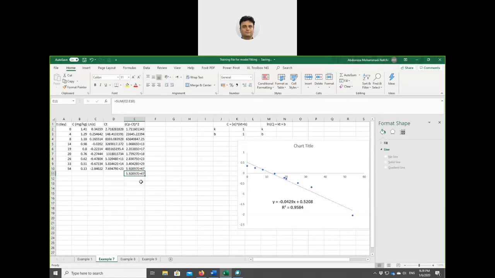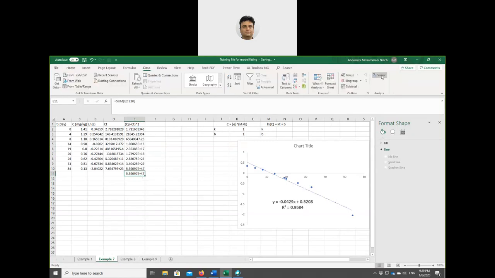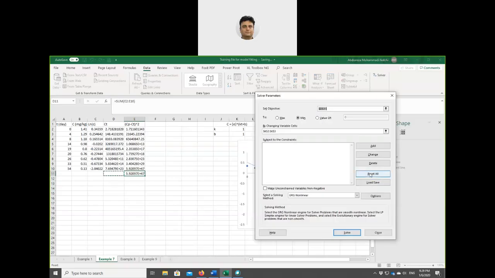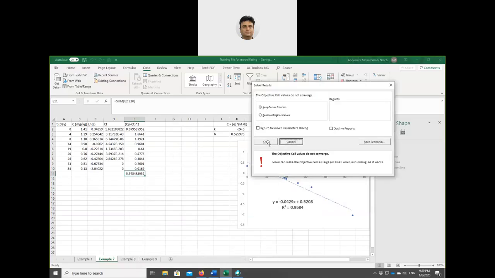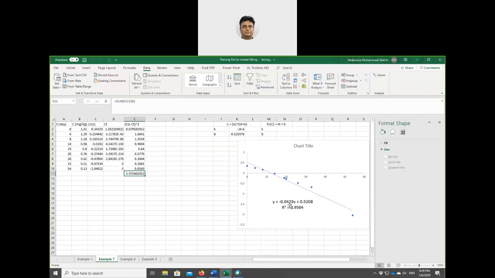Okay, it's okay. So going to the data again, solver, and now reset all. I want to minimize E11 by changing these two. Okay, and remove this one because K should be negative. And then solve. Now you can see we have some data here. K is minus 24 and B is 0.5. It's far from here.